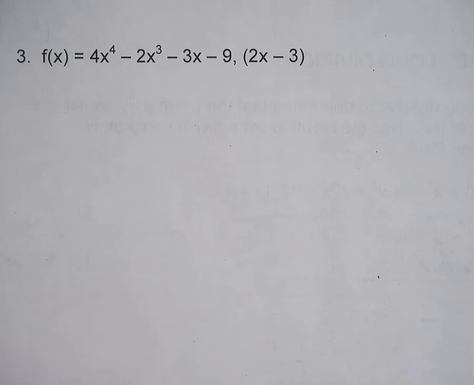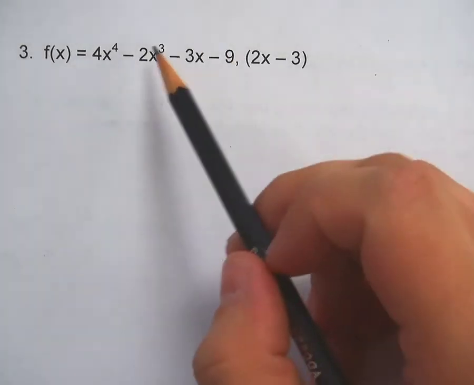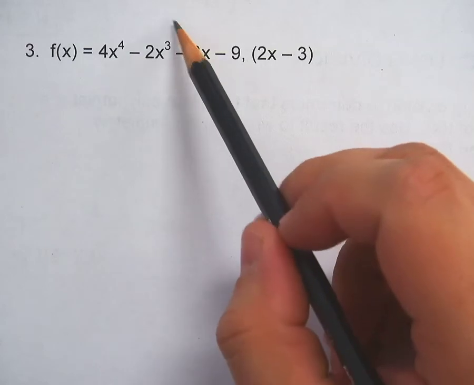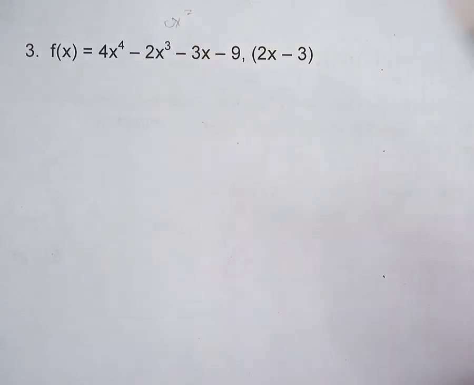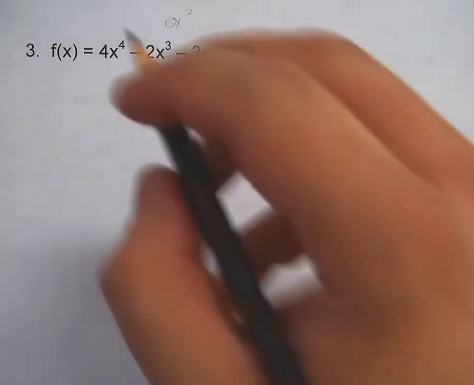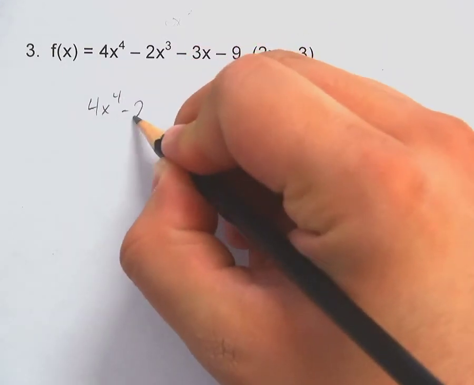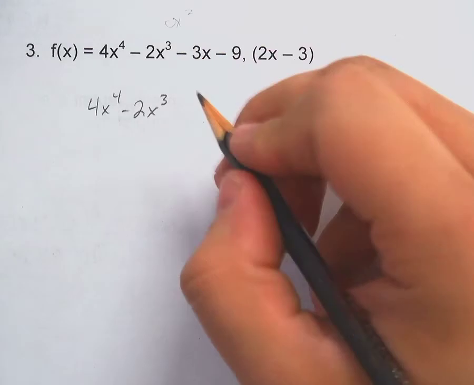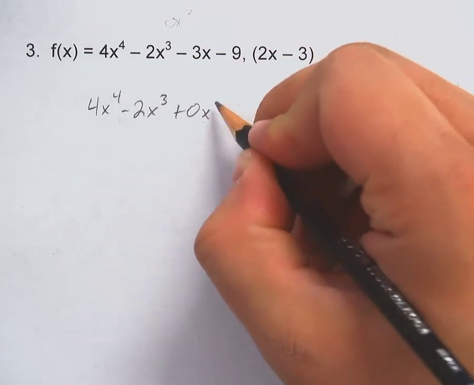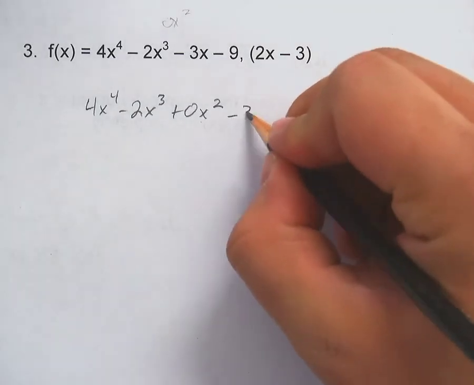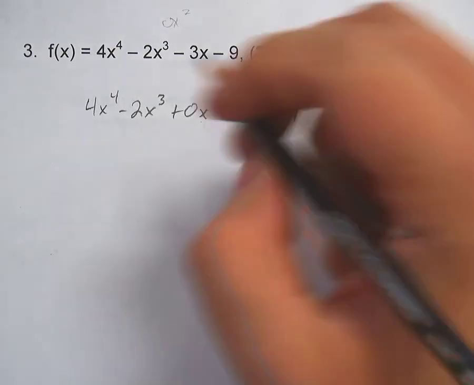We've got a power of 4 here. Let's go ahead and rewrite it. I'm going to look for missing terms. I'm missing an x squared, so I'm going to need a 0x squared here. Just a little reminder to myself. 4x to the 4th minus 2x cubed plus 0x squared minus 3x minus 9.